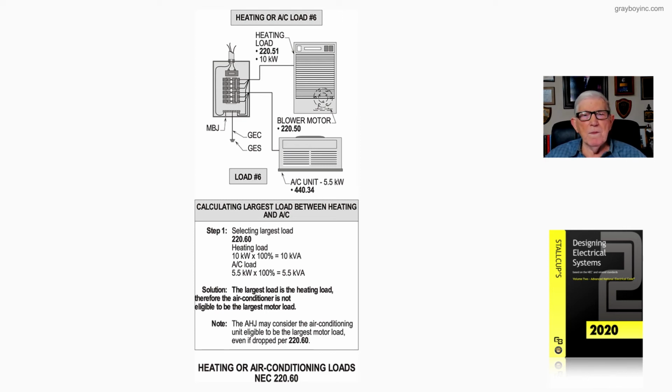It's very clear in your 220.60, and when you look at 220.51 for the heating and 440.34 for the air conditioning, I think you would see that. Now, in the solution then, the heating load would be the largest. We drop the smaller load, the air conditioner. And then in the note it says the authority having jurisdiction may consider the air conditioning eligible to be the largest motor, even if it's dropped in accordance with 220.60.